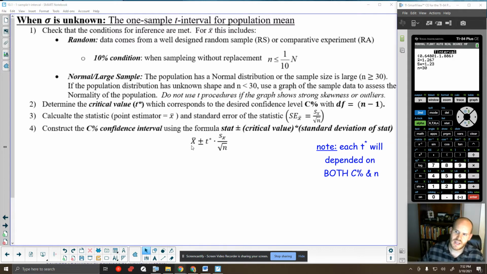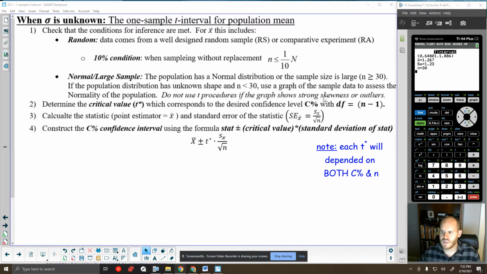So this is a summary again of the procedure for using this test statistic t to estimate a population mean. We do always have to check the conditions, as with any inference. Random and 10% condition when sampling without replacement. And then we have this large sample normal condition.